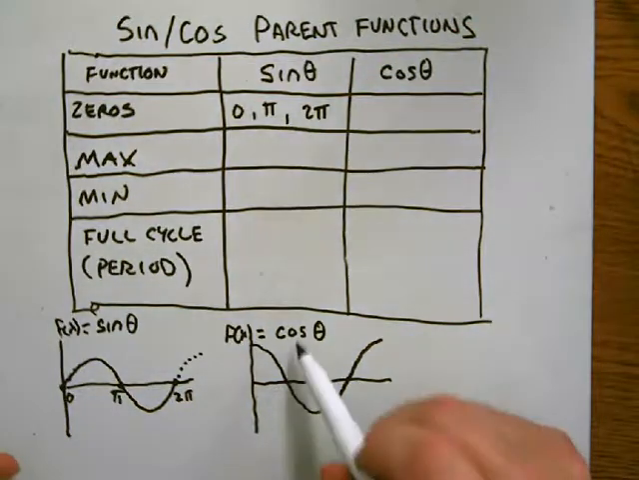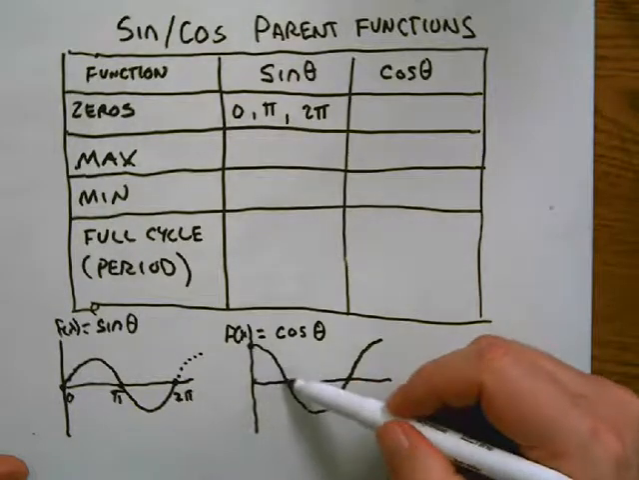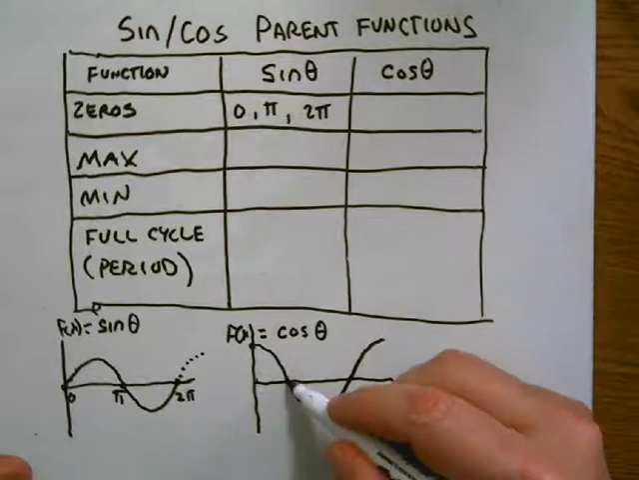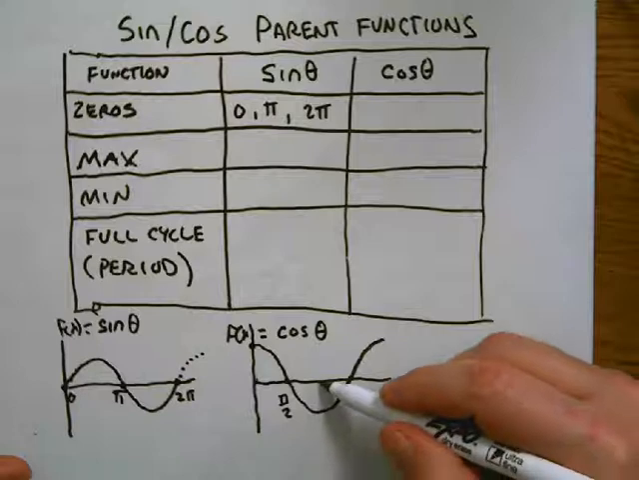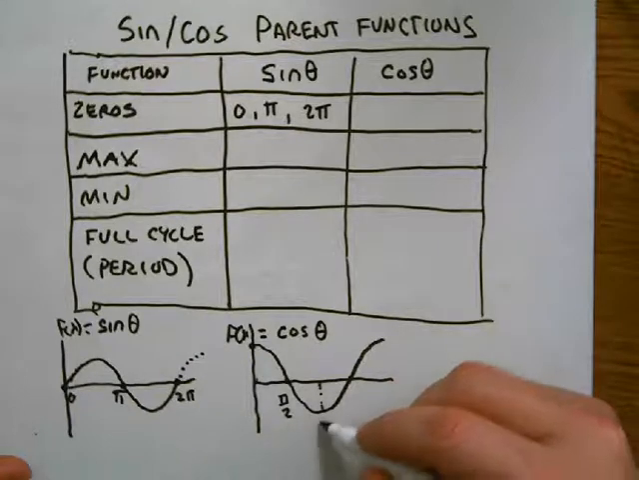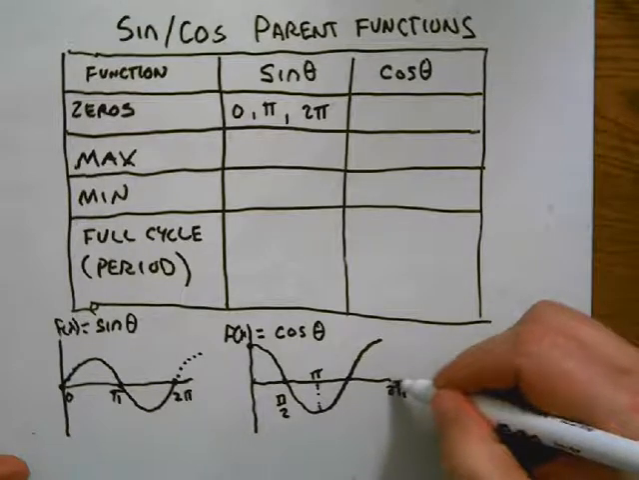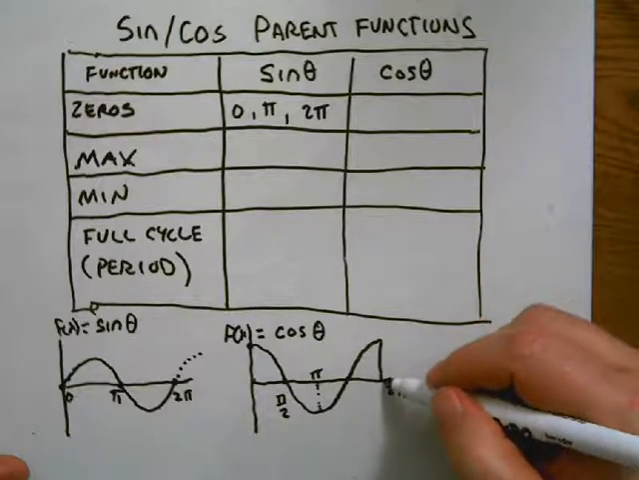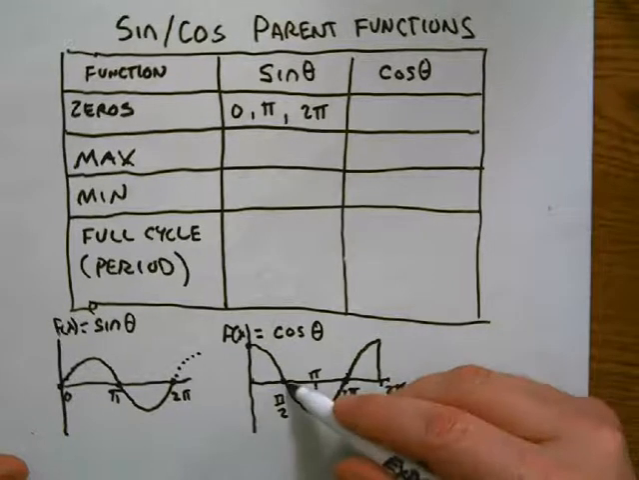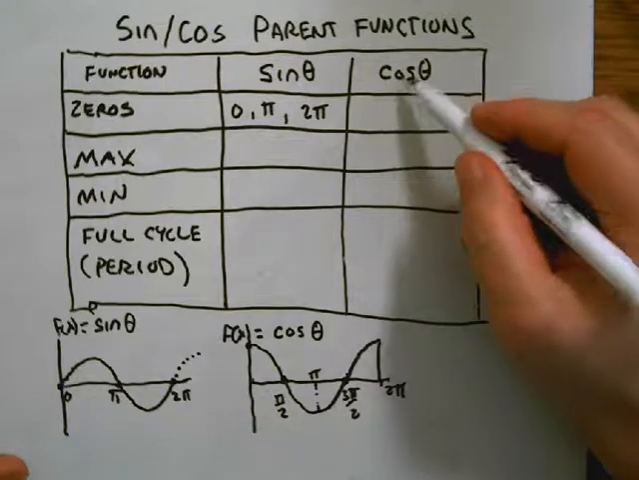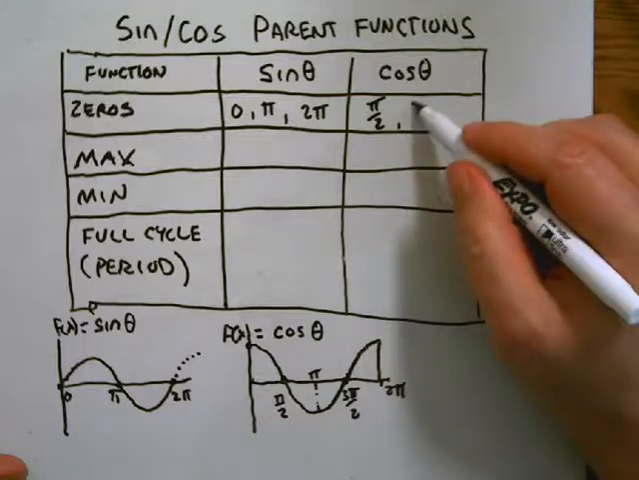Now, on the cosine curve, that's not the case. We do not have a 0, 0. It does not go through 0, 0. So the first part that it hit actually was pi over 2. And then it came down, pi was in the middle, and 2 pi was at the end. And 3 pi over 2 was the other 0. So for the cosine zeros, it's pi over 2 and 3 pi over 2.